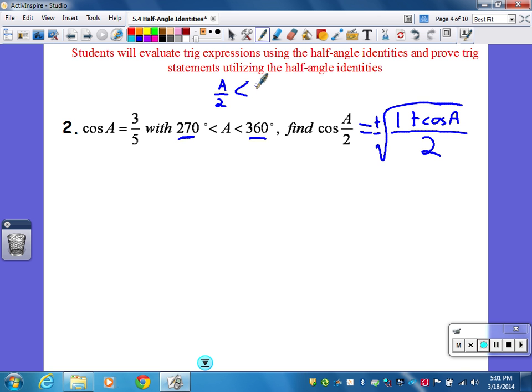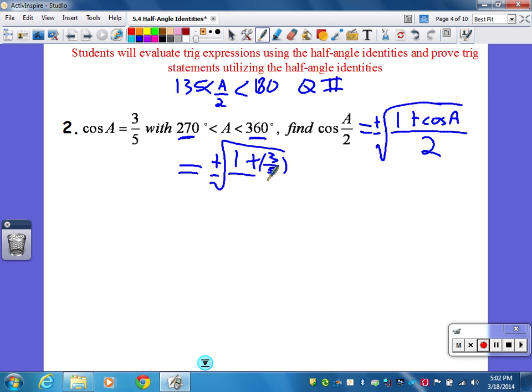So half of 360 is 180. Half of 270 is 135. And that's less than, so we're in quadrant 2 again. Now we can just plug in what we know, just using our formula. So plus or minus the square root of 1 plus cosine A, which is 3/5, all over 2.